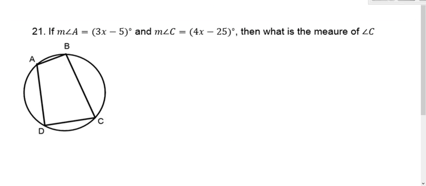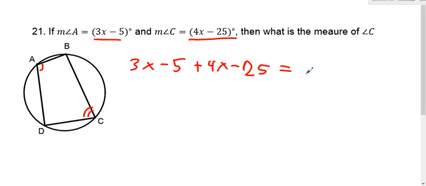Almost the same question, it's just a little more difficult. Angle A is over here, angle C is right here. They are across from each other, which means they add to 180. They're opposite angles. So they add to equal 180. So we have our equation.